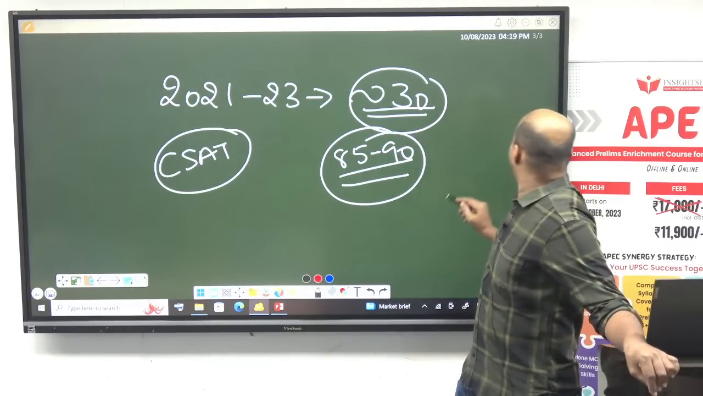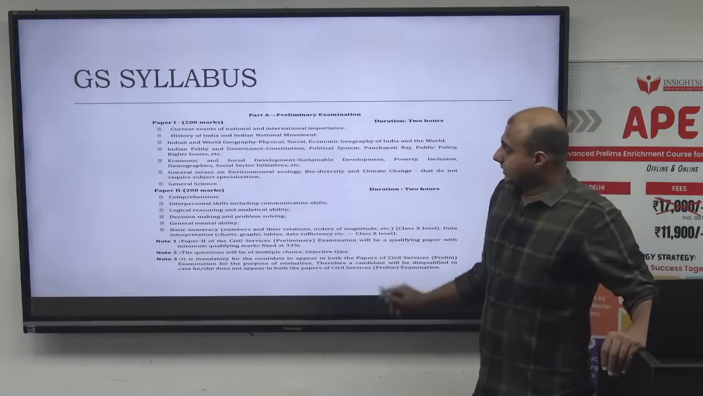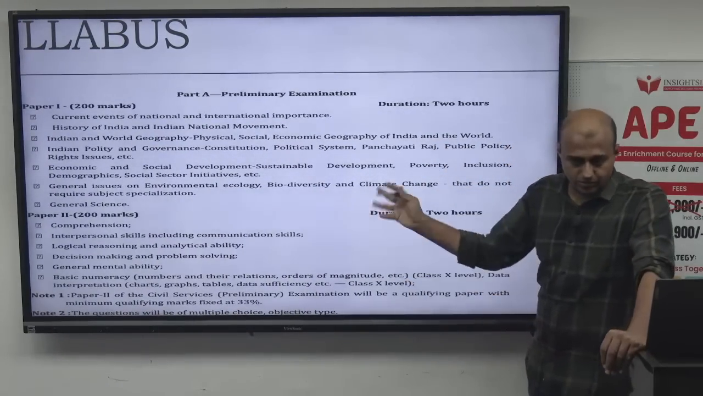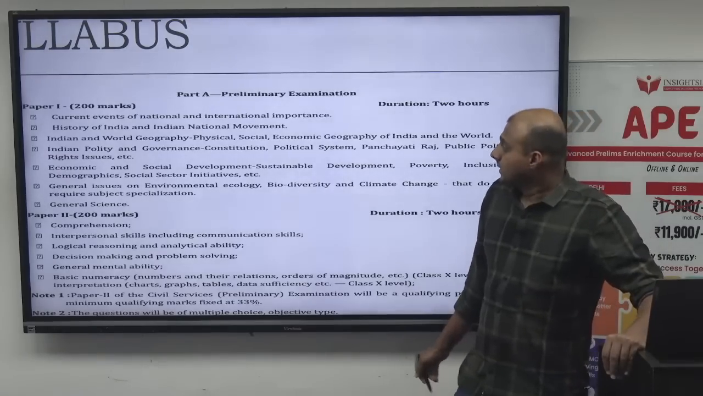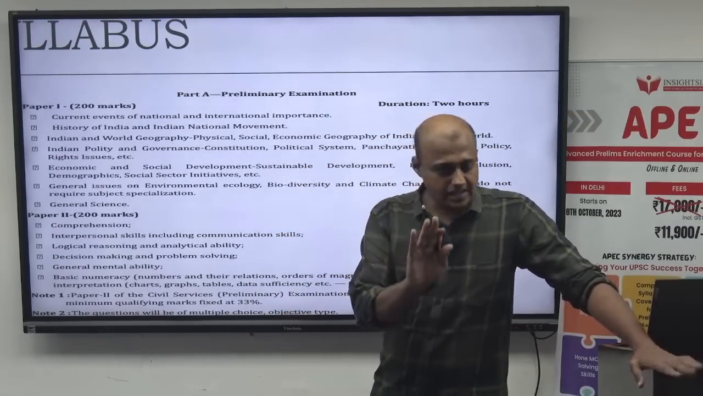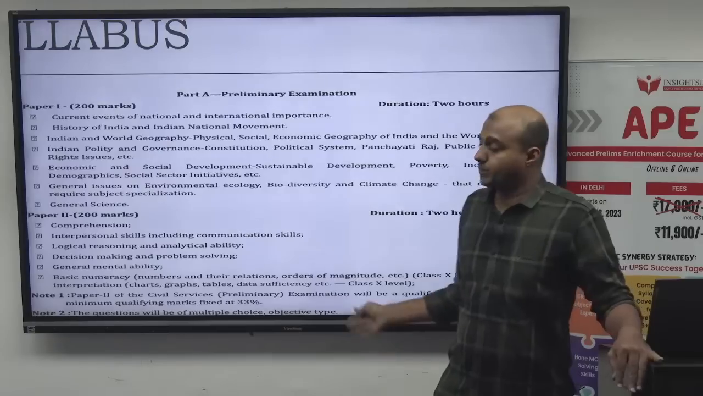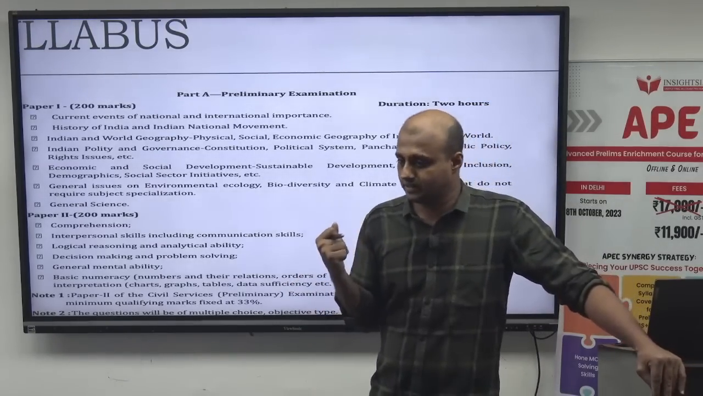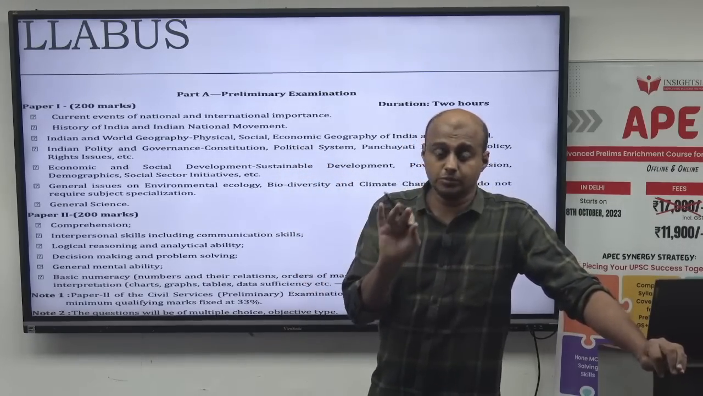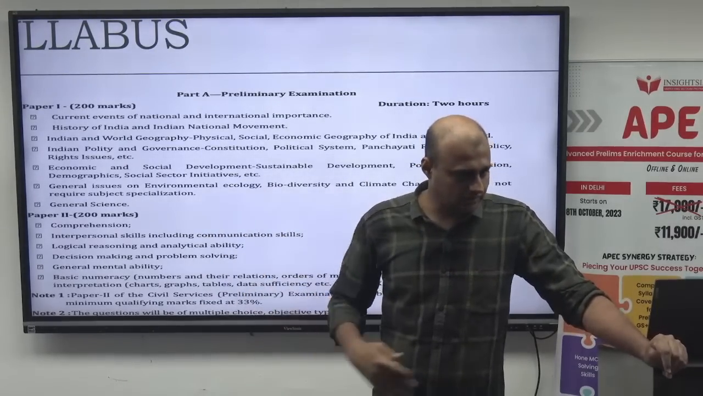See, for this the most important reason I feel is this one. Look at your prelim syllabus, the official UPSC notification itself: current events of national and international importance. Look at how broad the syllabus is. Is there any clarity in the syllabus here? What do you mean by Indian polity and governance, constitution, political system, panchayati raj, public policy and rights issues? What do you mean by that? Okay, keywords are there, but the most important reason is that the syllabus is very, very vague, so UPSC has scope to ask from a very, very broad area.